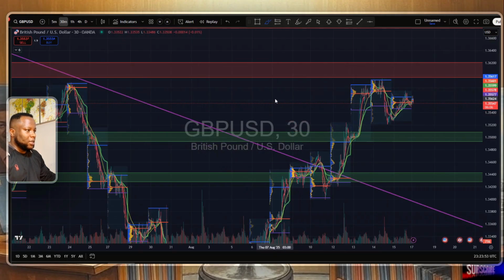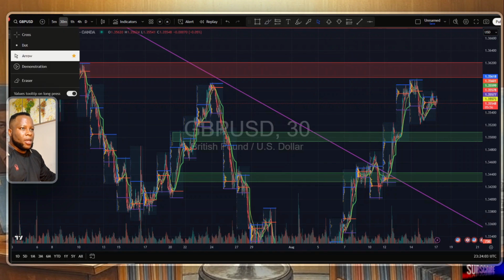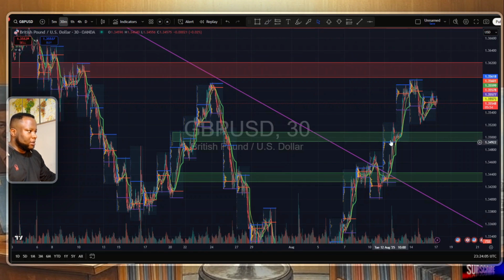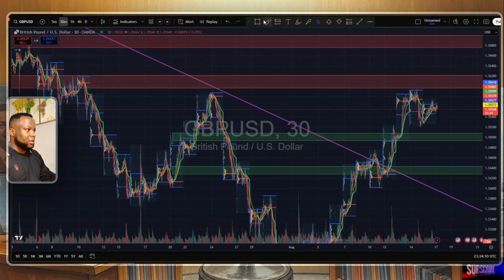If you see this, this area here is really marked up as where people are willing to sell this pair. All right. So if price gets back there, you want to sell it and mark up your demands and your supplies. If this supply area breaks, if we break above this, then the next option is this. All right. If we break below this, the next option is this. So you want to watch these two levels on the pound USD in the coming sessions. All right. That being said, that's all I have for the pound USD.